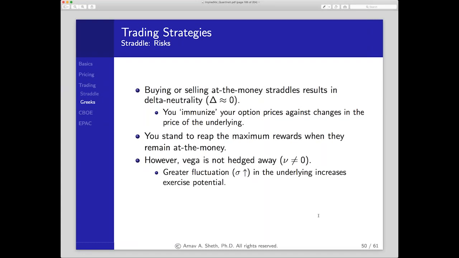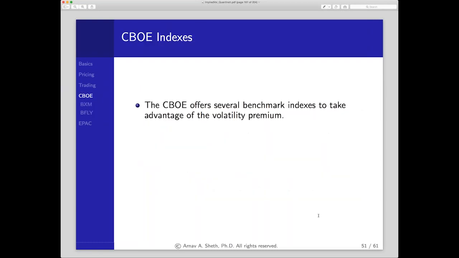But Vega cannot be hedged away, and this is what I was talking about earlier. Greater fluctuation in the underlying increases exercise potential. So if there's a lot of fluctuation, then the person you sold your options to, the long, might decide to exercise. Okay, and that results in decreased sensitivity of option values to volatility.